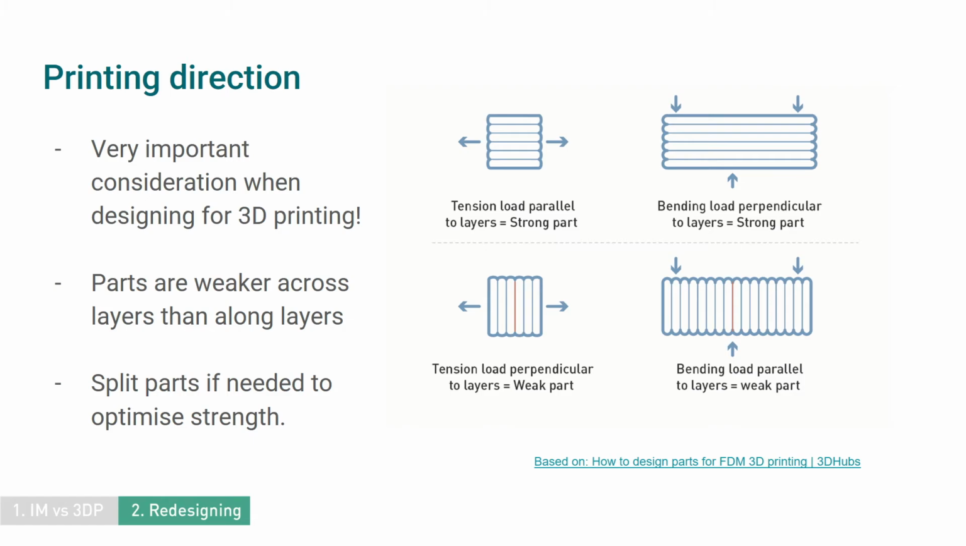Make sure that the sections that need to withstand forces are oriented in the strongest position as shown in this diagram. In some cases, there are multiple sections that require strength, but they are pointed in different directions. For example, this often happens in parts that have a lot of snap fits. In that case, you can split the part to optimize the strength in these directions.